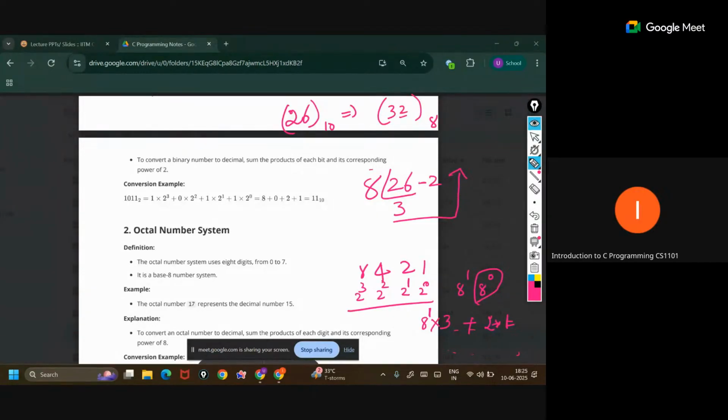Is it clear? Yes, ma'am. Everybody can understand, right? Yes. Okay. Let's say the next number is 15. How will you convert it to octal?